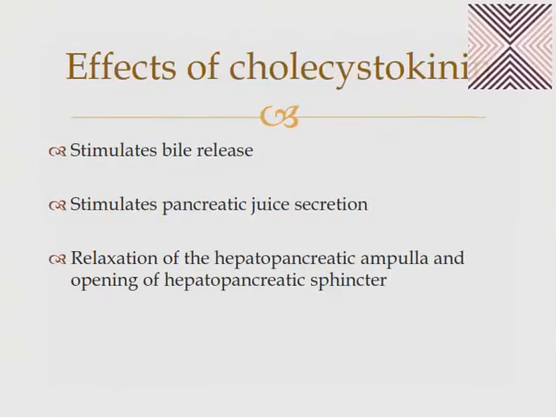Now we have our fourth hormone. This is the cholecystokinin. The first was the gastrin, second was secretin, third was the pancreozymin, and now fourth is the cholecystokinin. Now cholecystokinin is the hormone which is produced by the intestine again. So it stimulates the secretory processes which bring about the emptying of the gallbladder.